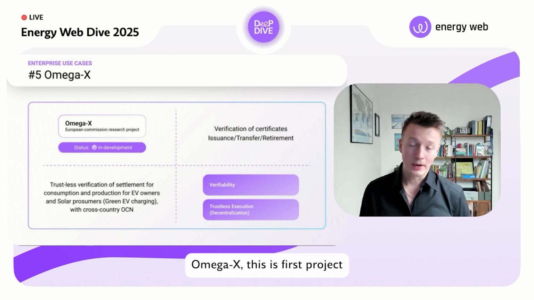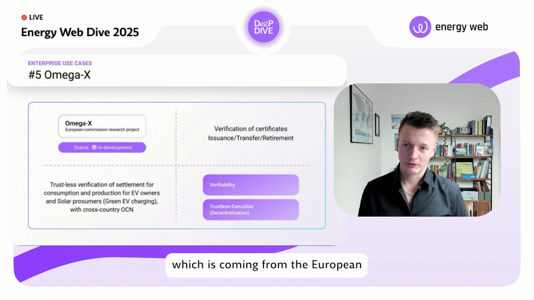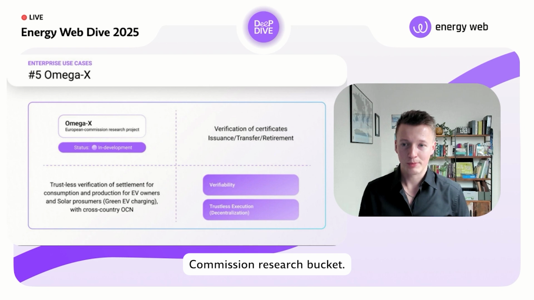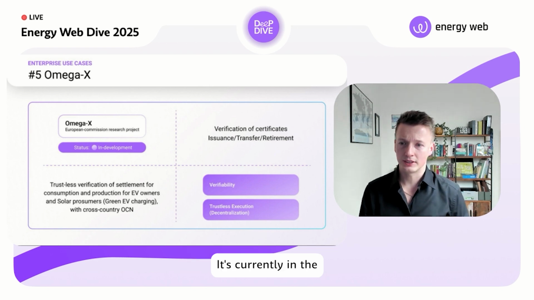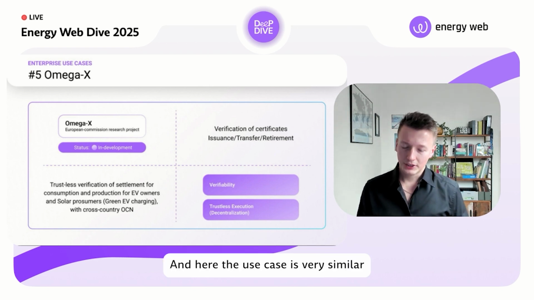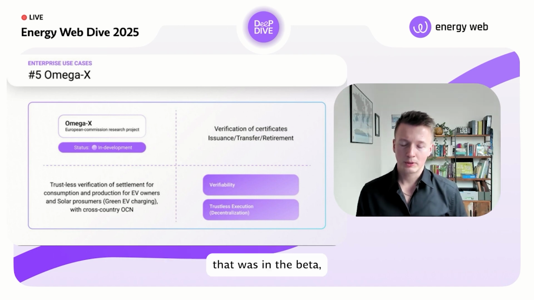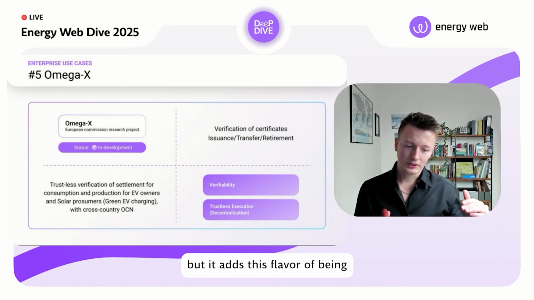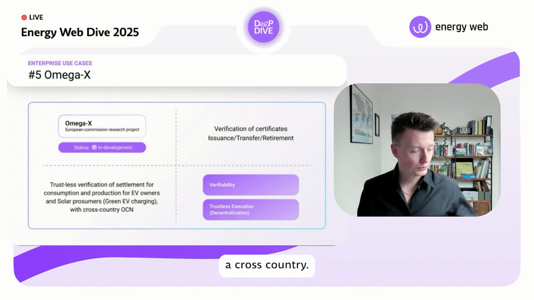Next one, Omega X. This is the first project that we're going to discuss which is coming from the European Commission research bucket. It's currently in development. And here the use case is very similar to the Auto Green Charge that was in beta, but it adds this flavor of being cross-country.